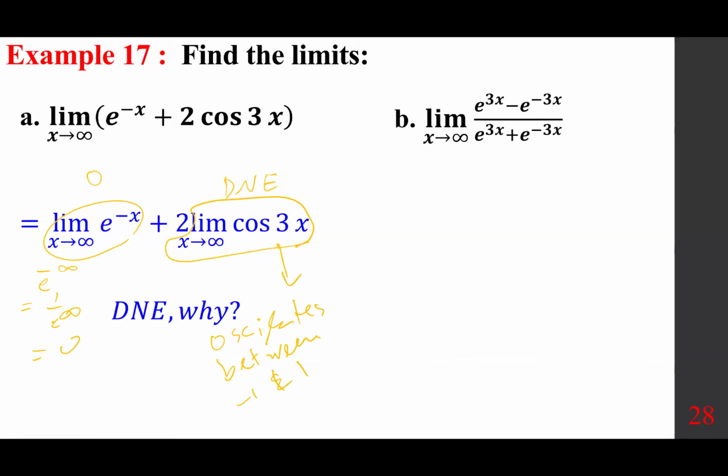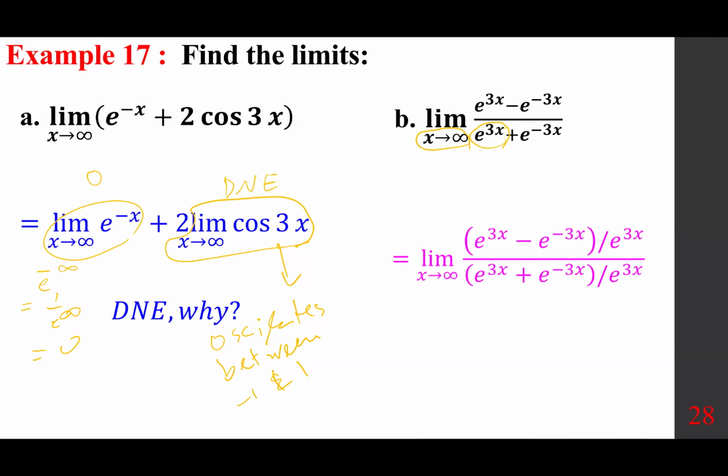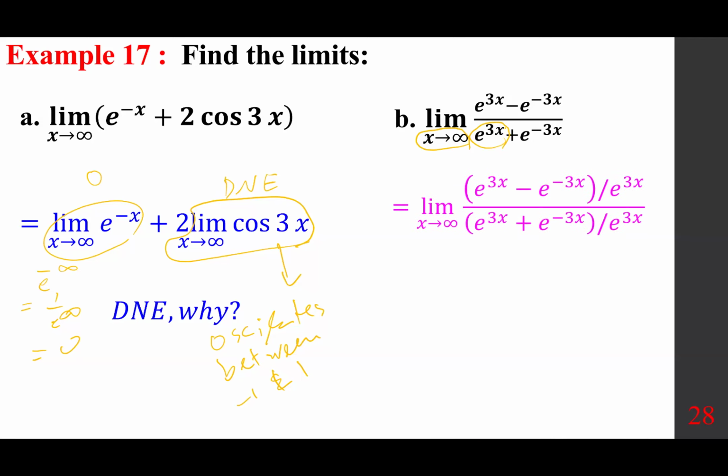To find this limit, although it is not a rational function, because x is approaching infinity and you're dealing with a fractional format, you divide by the highest value in the denominator. So divide everything by e to the power of 3x. Now, as you know, when we divide this one by this, you get 1, this one by this, you get 1.